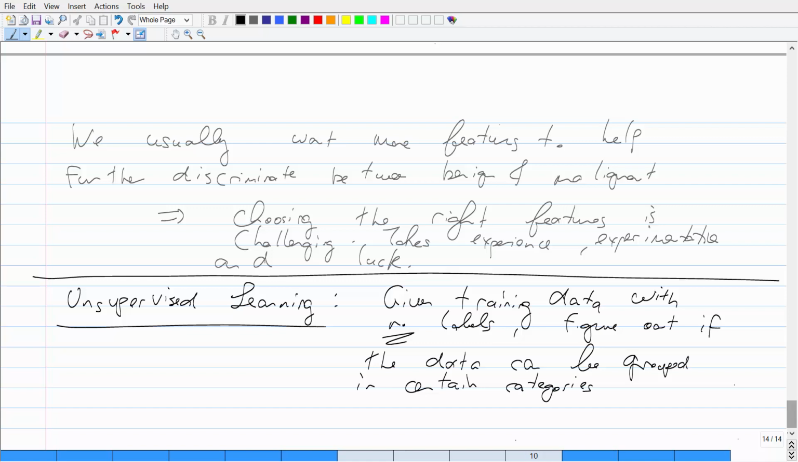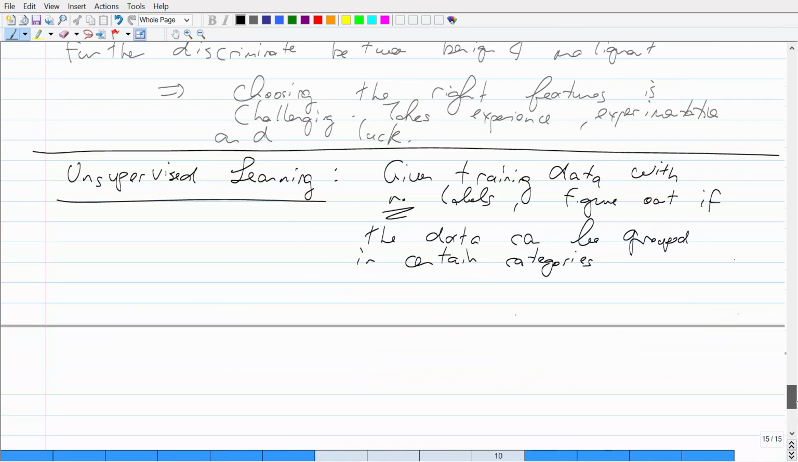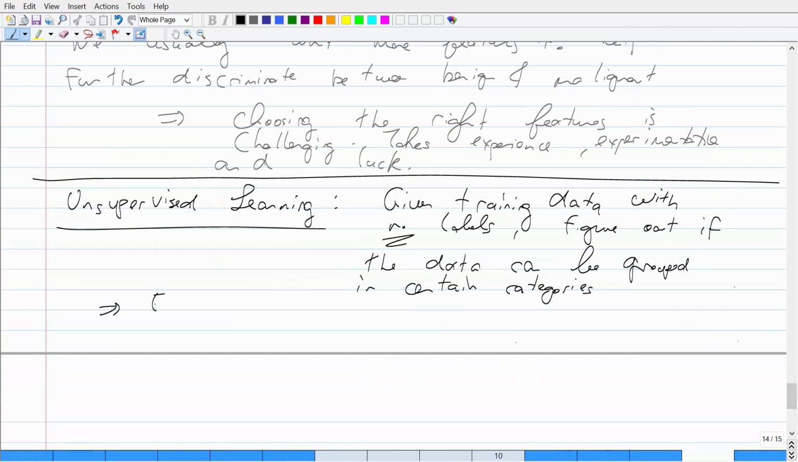Okay? So each group is going to have something in common with each other. So each group has things in common.